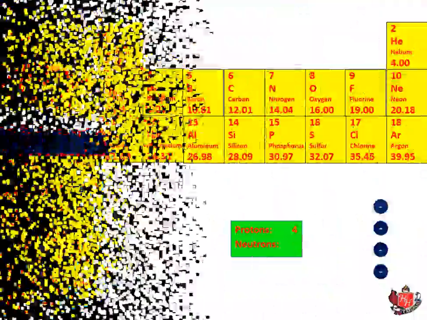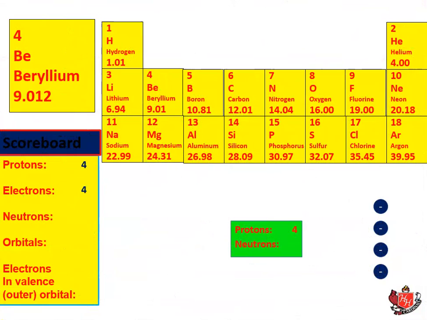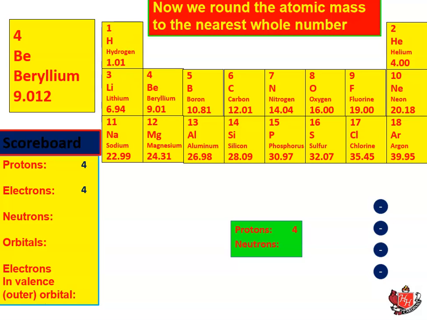Okay, next we want to figure out the number of neutrons. So we look up to the upper left-hand corner. We see beryllium has an atomic mass of 9.012. So we round the atomic mass to the nearest whole number. There we go. And there it is. So 9.012 rounds down to 9. So answer this question to yourself. What does that 9 tell us about protons and neutrons? It tells us that's the total number of protons and neutrons in the nucleus of a beryllium atom.